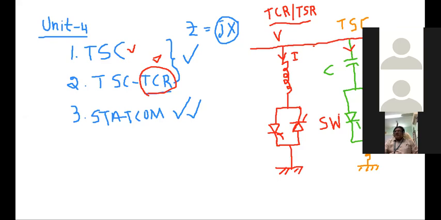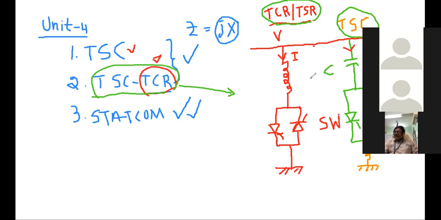Okay, so this is about the thyristor switched capacitor and thyristor controlled reactor and thyristor switched reactor. Okay, and we also use a combined one, that is this one. So if you draw both, then it becomes a TSC TCR. That's nothing more than that. Actually this TSC TCR will have these two, that is thyristor controlled reactor and thyristor switched capacitor.